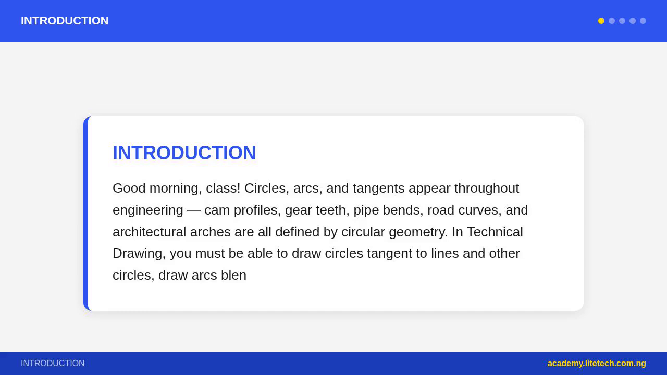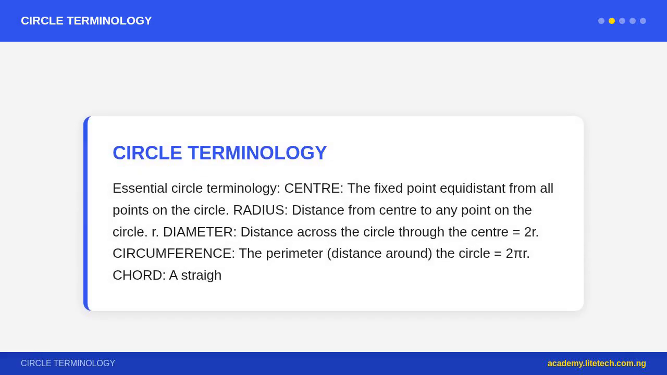Tangent, a line that touches the circle at exactly one point, the point of tangency. The radius to the tangent point is perpendicular to the tangent. Secant, a line that cuts through the circle at 2 points. Concentric circles, circles with the same center but different radii. Key theorem, the angle in a semicircle is 90 degrees. Any triangle inscribed in a semicircle with the diameter as one side is right-angled.